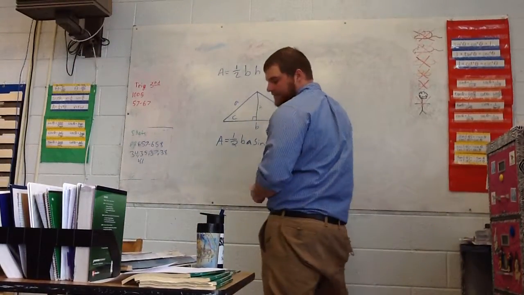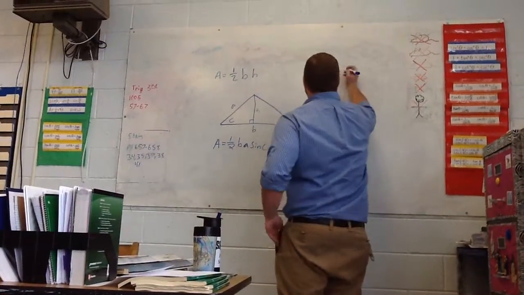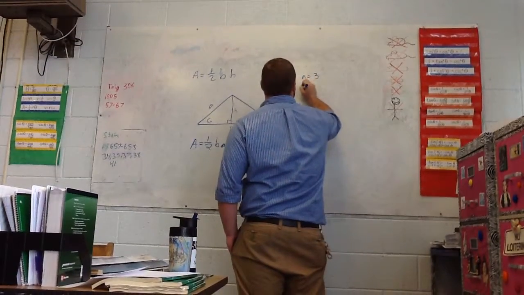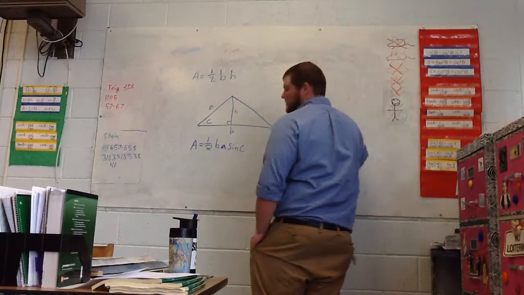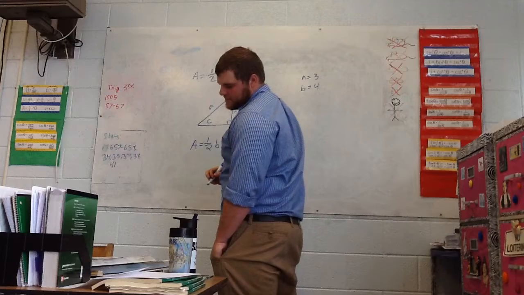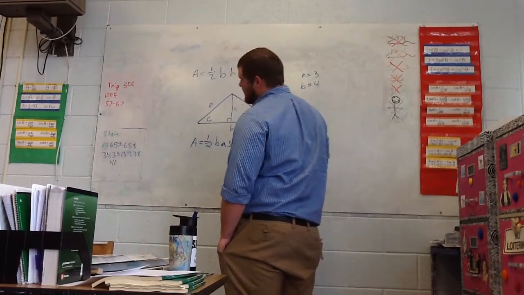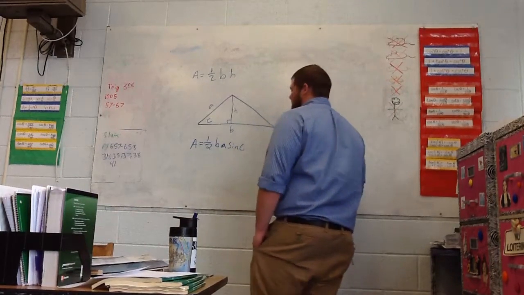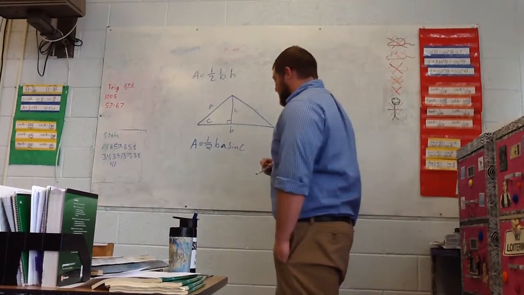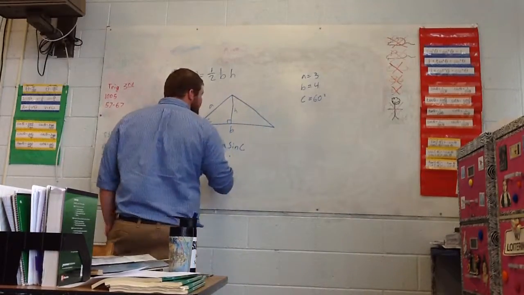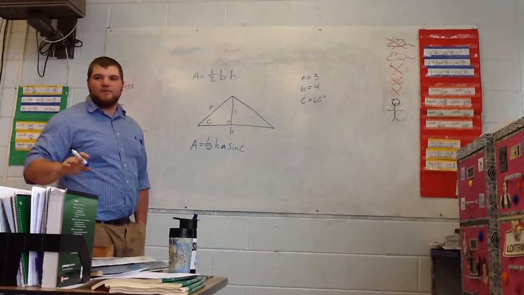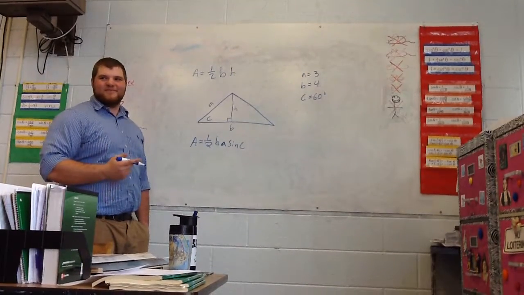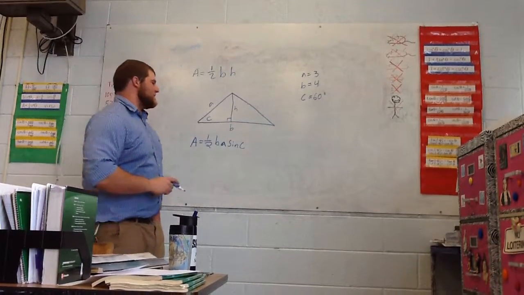Alright, so we have A equals 3, B equals 4, and C equals 60. Alright? So, we can just plug this straight into the calculator if you want to. But, guys, we know what sine of 60 is, don't we? Yes, with our unit circle?